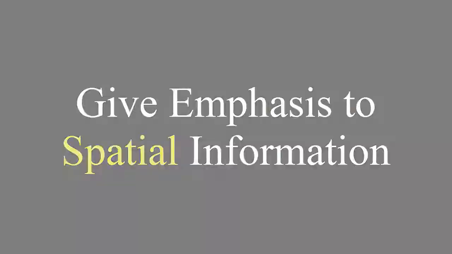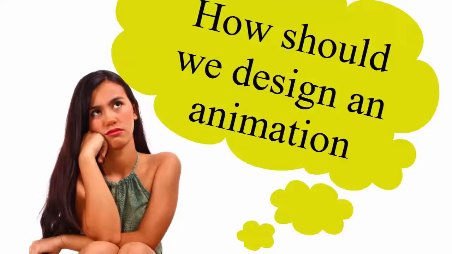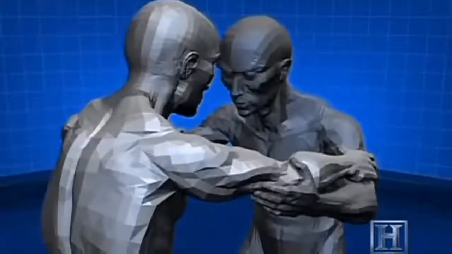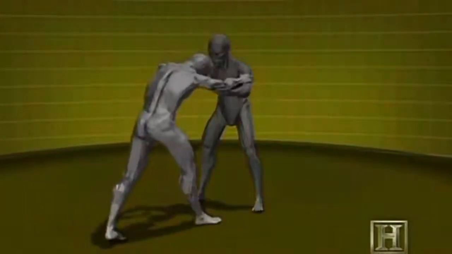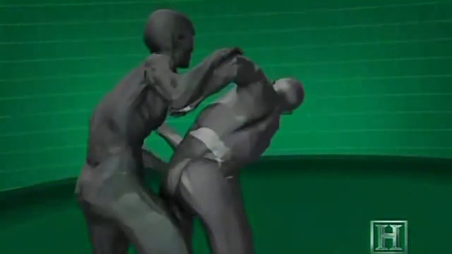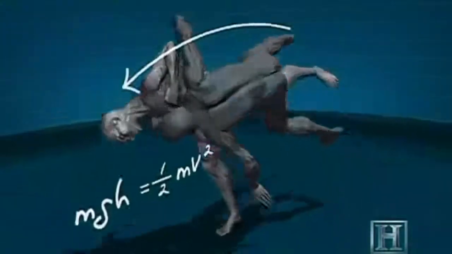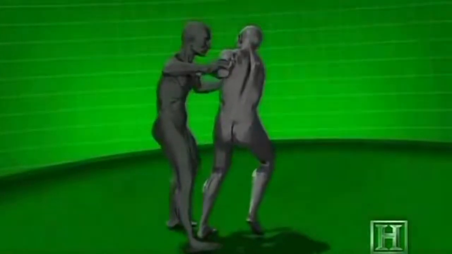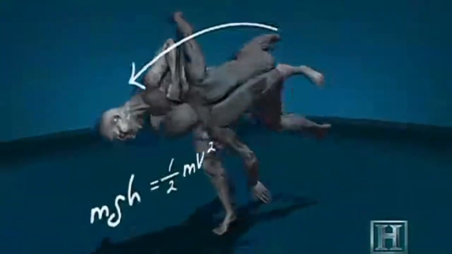Now let's talk about giving emphasis to spatial information. How should we design an animation if we are going to give emphasis to spatial information? Here's a different animation that depicts the same judo throw, but with an emphasis to spatial information this time. It might have distracted you from seeing the overall flow of movements, but I'm sure it was much easier to see and understand individual moves involved in the throw.